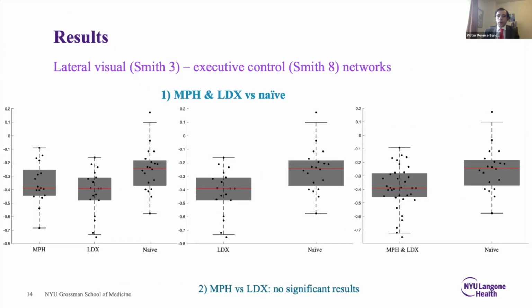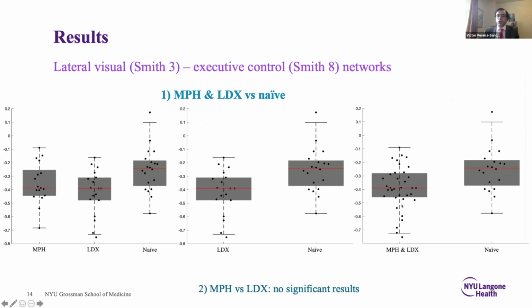The across-group comparison of the cross-network functional connectivity showed a statistically significant reduction in functional connectivity between the lateral visual network and the executive control network in subjects treated with the stimulants versus treatment-naive individuals. The mean functional connectivity in all groups between these 2 networks was negative, and those with stimulant treatments showed an increase in this anticorrelation.